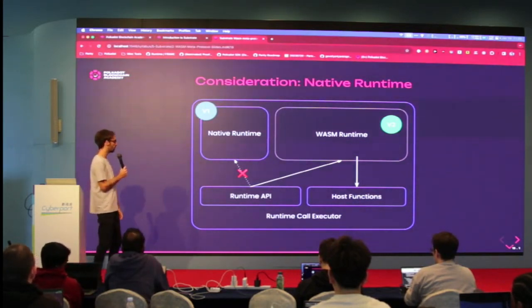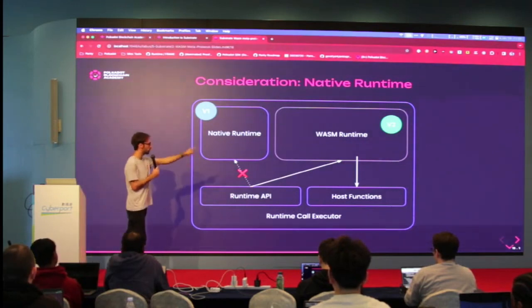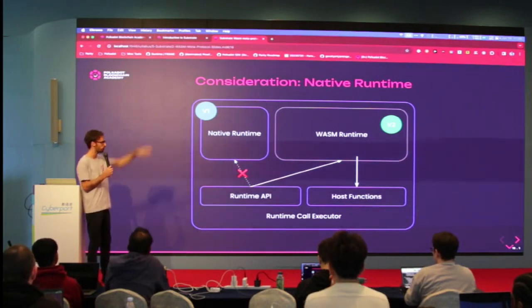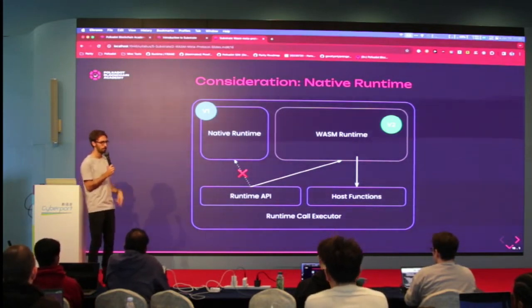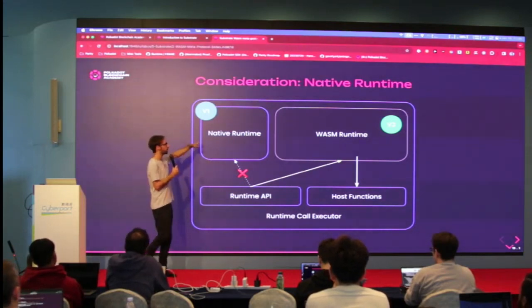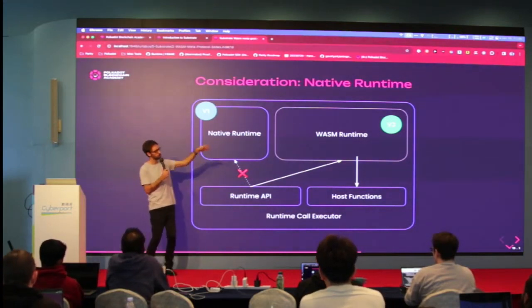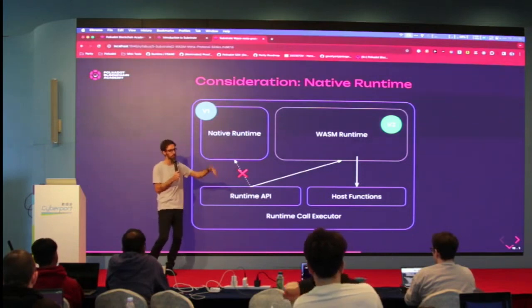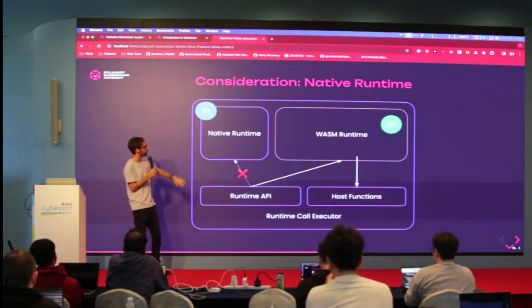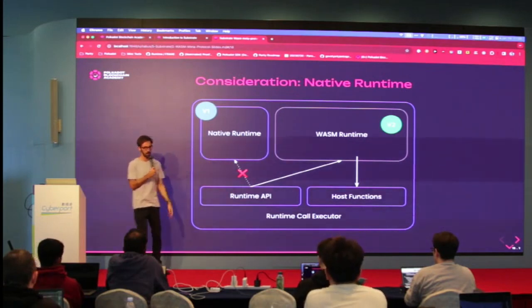And what the node can do is, whenever it wants to call a runtime API, it can look at the versions, and if they match, it can optimize by just calling into the native runtime. So let's say the node wants to execute a block, and the native runtime that the node already has is the same as the one in the Wasm blob sitting in the database, which it would have to grab and put in the executor. They're the same, so it can just call into its native runtime.